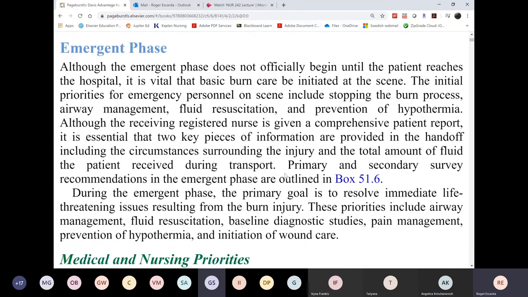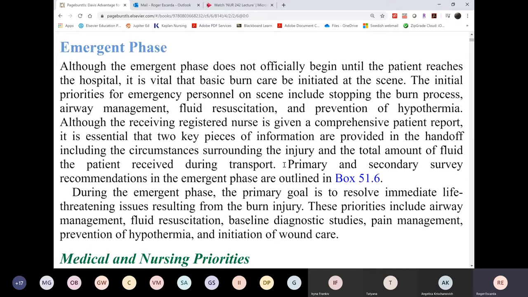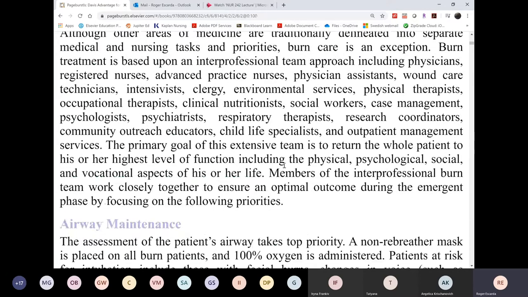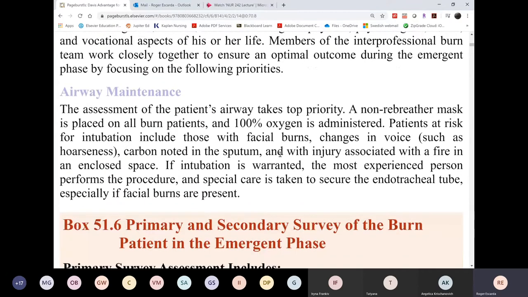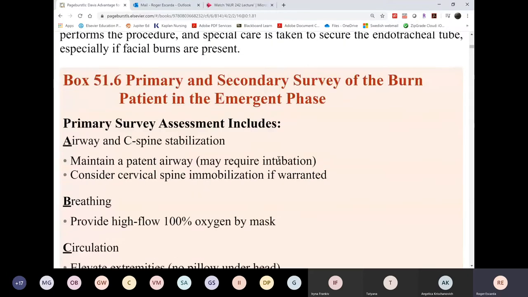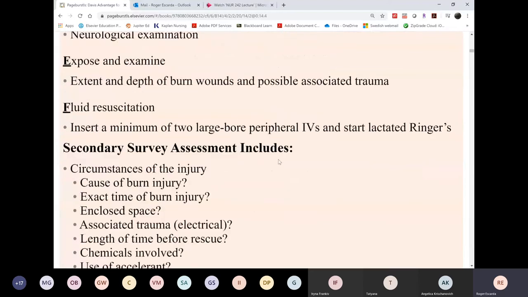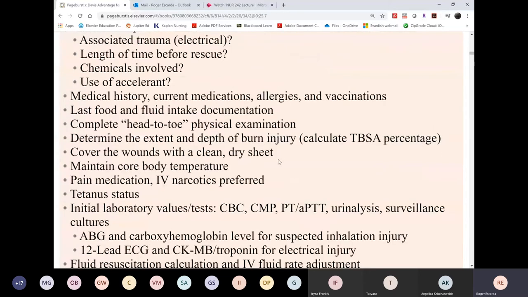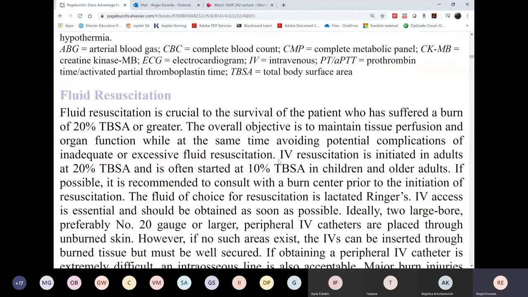Okay. So the emergent phase is the first 24 to 36 hours of the burn. Our priorities again are airway and circulation. So our goal here is to just keep this patient alive until the increased capillary membrane permeability stops, so that the fluid loss also stops. We'll skip through the airway because we already did the first aid, and for airway management, we'll do that in another module. Let's go to circulation now.